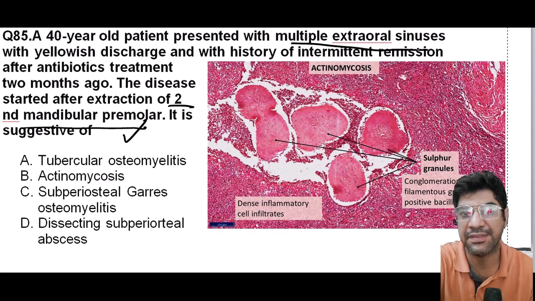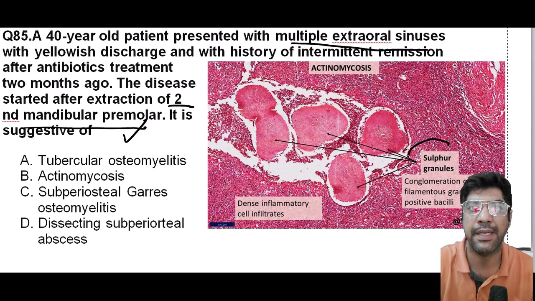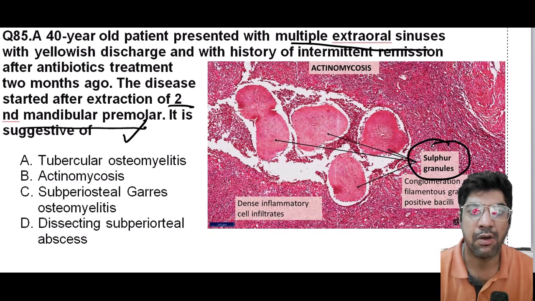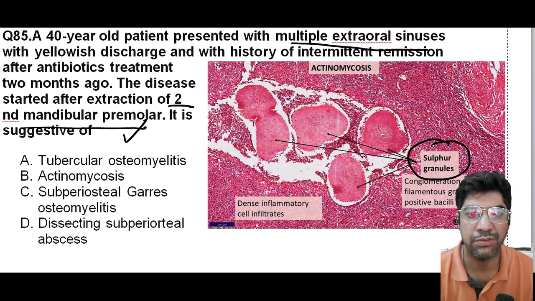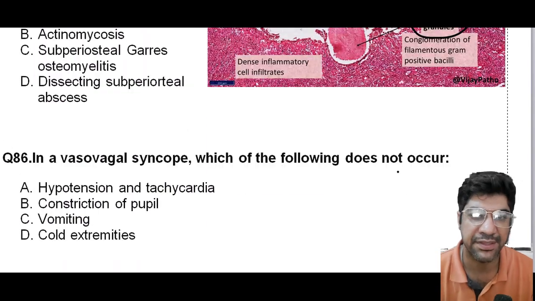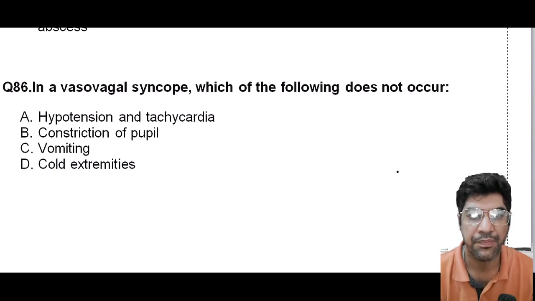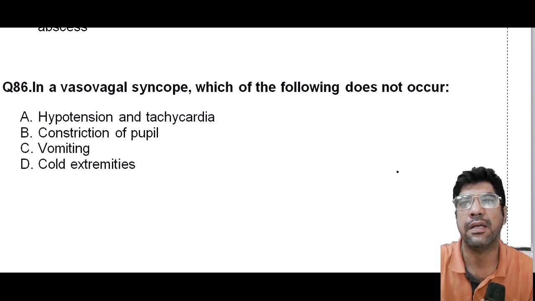actinomycosis. The clinical presentation described involves the history of dental extraction, as here the second mandibular premolar was extracted, with the patient complaining of multiple extraoral draining sinuses, a history of remission and healing, which is suggestive of actinomycosis. Along with that, a very important feature, the presence of sulfur granules, yellow colored discharge, is suggestive of actinomycosis. That is a bacterial infection caused by Actinomyces. So your answer is actinomycosis. Mark that. This question is very important and an examiner's favorite question.